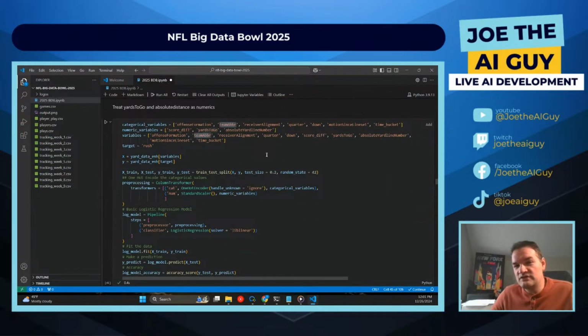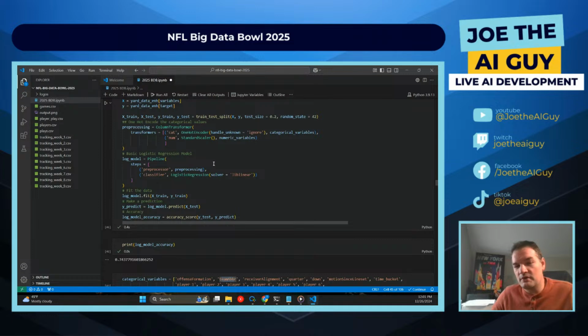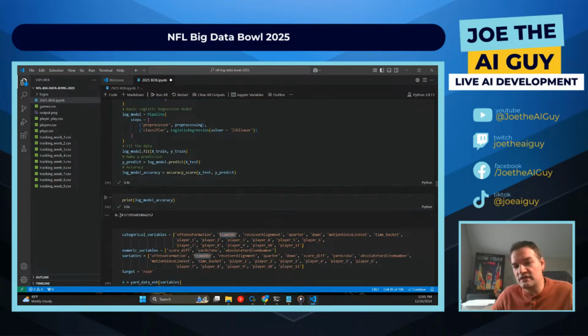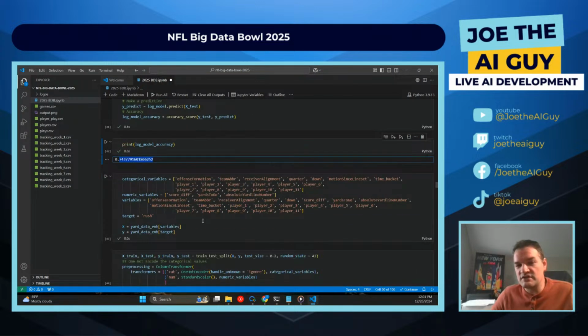Then instead of using the yards to go bucket, or the yard or distance bucket, treating those as a number, would that actually help our data set? And what we do see here is that that does actually improve the model. So we're at 74.4% accuracy by changing those back to numbers instead of using the bucket.